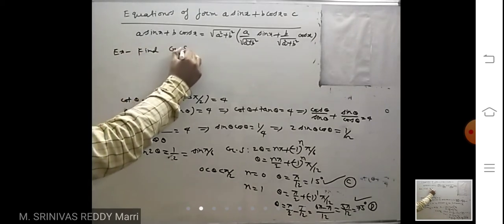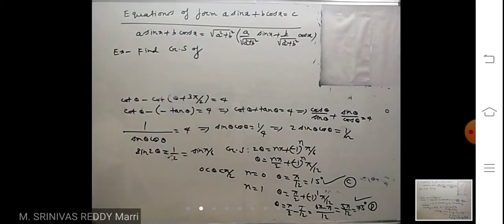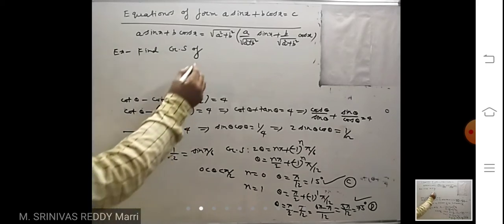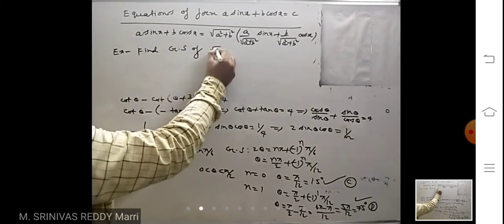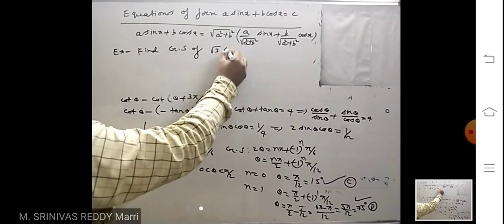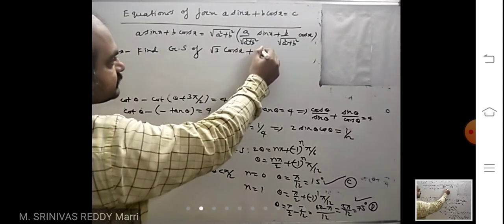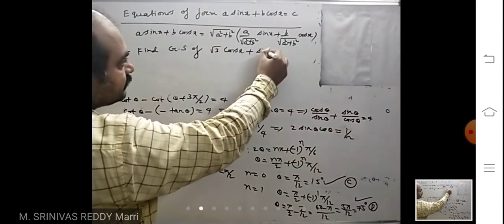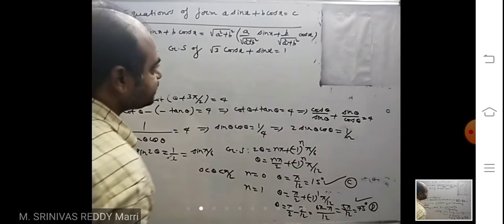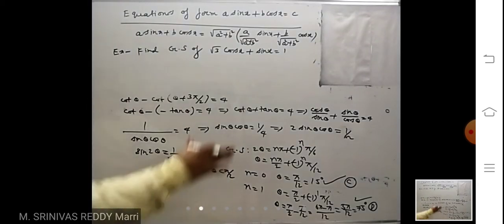Find the general solution. The problem I am giving is: find the general solution of root 3 cos x plus sin x equal to 1.